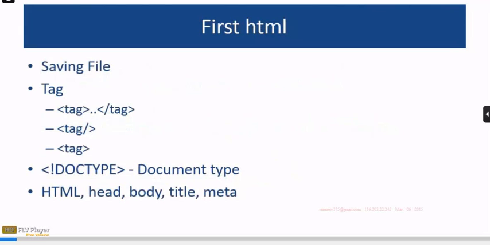Now let us create our HTML, the first part, where I will be showing you how to save the file. HTML is completely tag based. I will be showing you different types of tags and what a document type is, and we will start with a small example where we use the tags html, head, body, title, and meta.